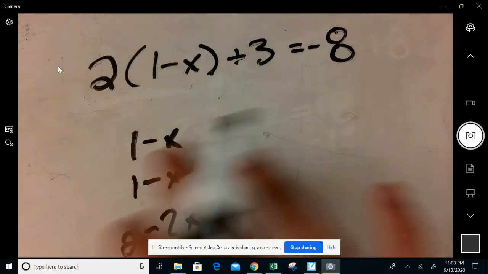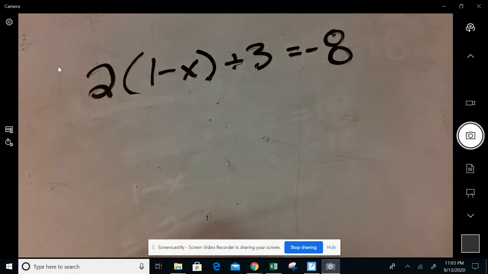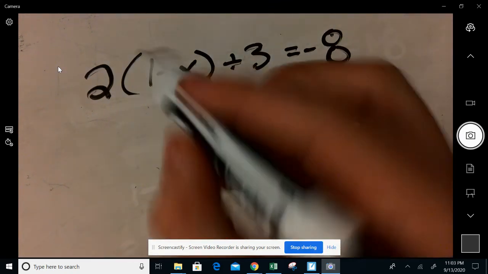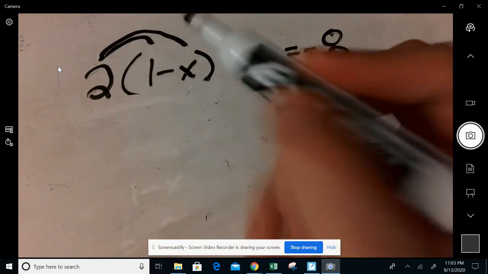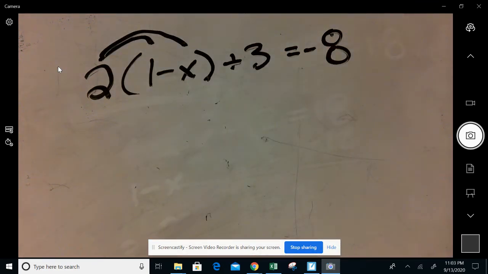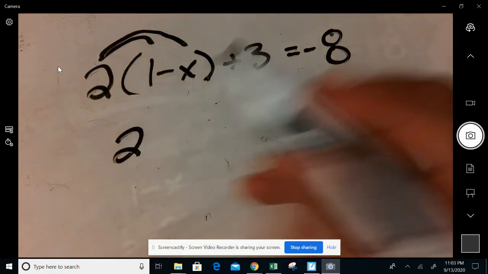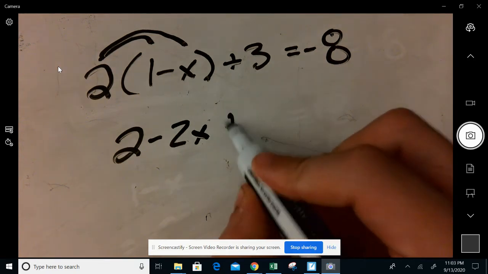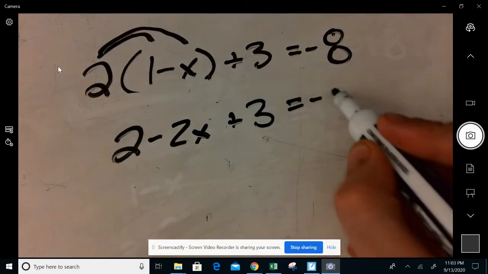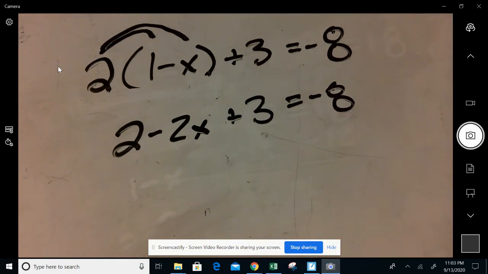So rather than write it out every time like that, now, if that helps you, definitely do it. We have 2 1 minus x's. You can just take that term outside and multiply it into each of the terms in the parentheses. So 2 times 1 is 2. 2 times negative x is negative 2x. The 3 stays. And so does the negative 8.